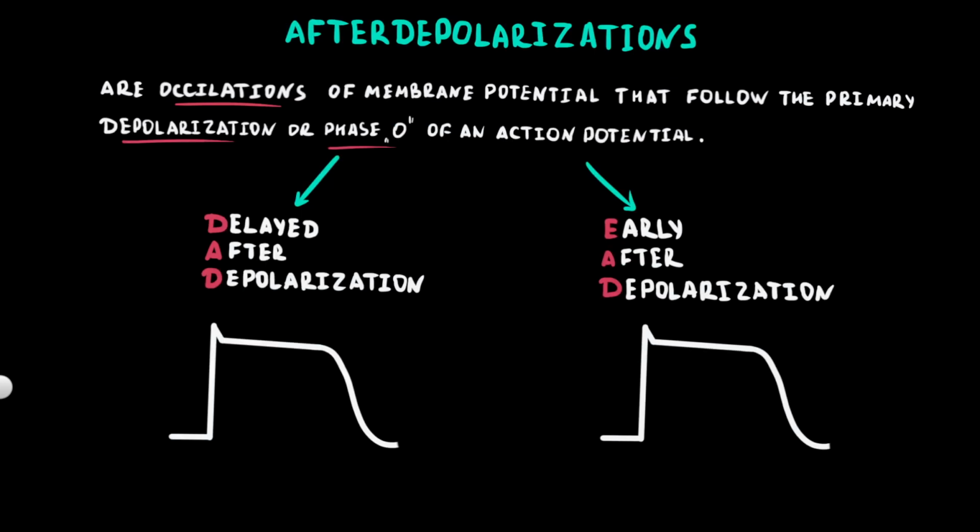Let's come back to afterdepolarization. Delayed afterdepolarizations are not initiated until repolarization is complete or nearly complete, and therefore are called delayed. Early afterdepolarization manifests as an interruption in repolarization and is therefore called an early afterdepolarization.